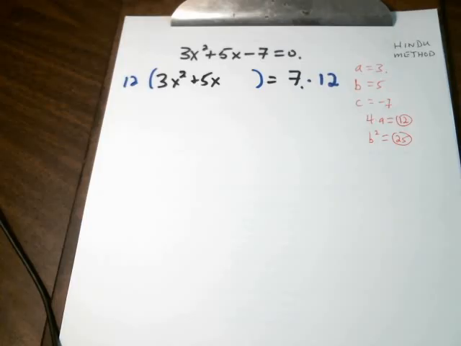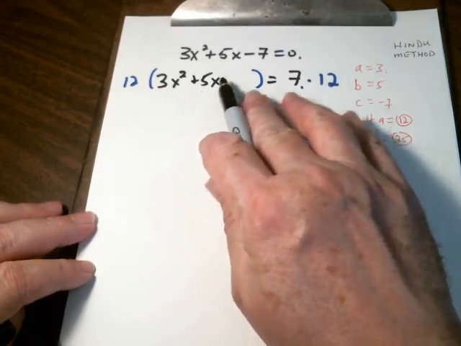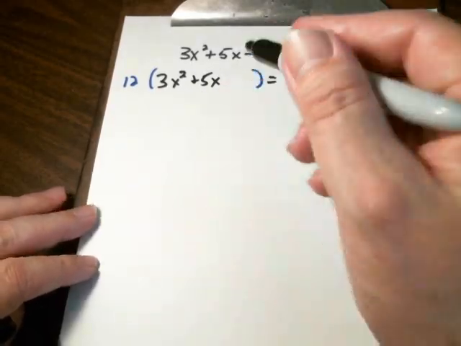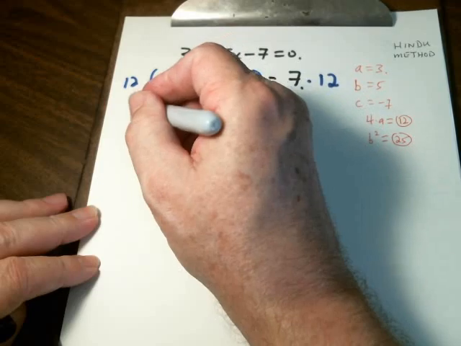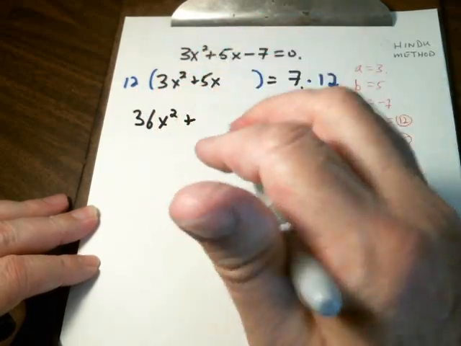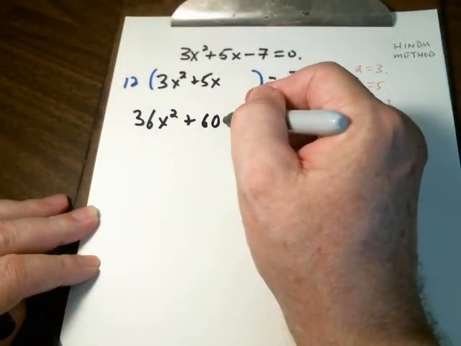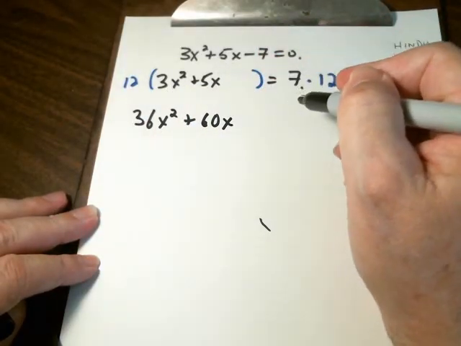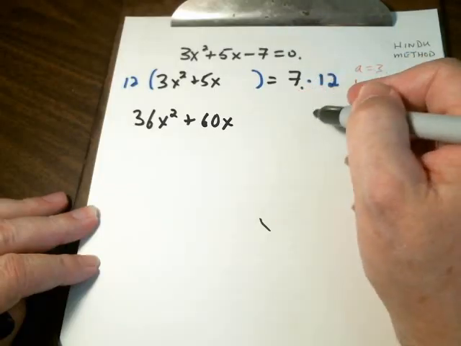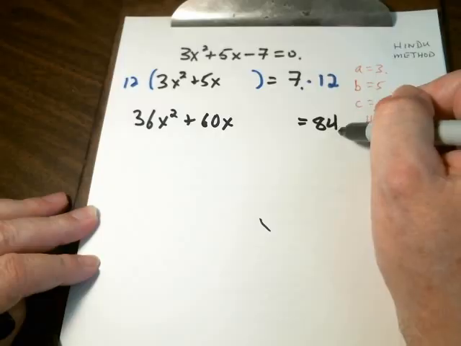After that, distribute on the left side. I believe it's always going to be the case: we'll have two terms inside these parentheses. Distribute. So I have 12 times 3, which is 36. 36x squared plus 12 times 5, which is 60. 60x, very good. And we're going to leave a little space here. 7 times 12 should be 84.